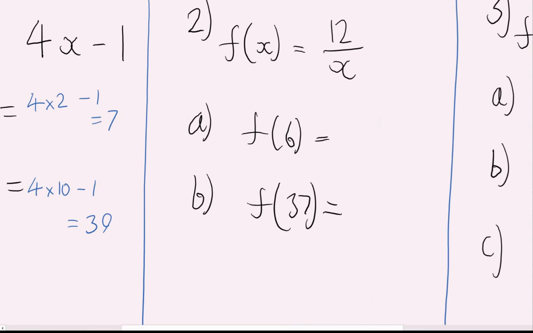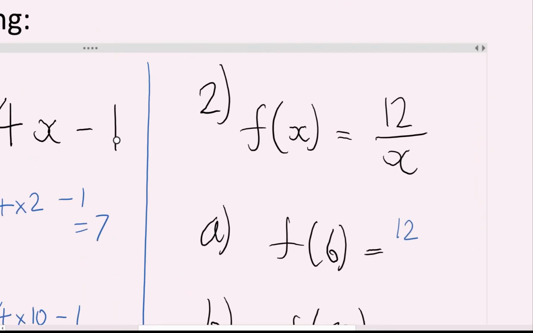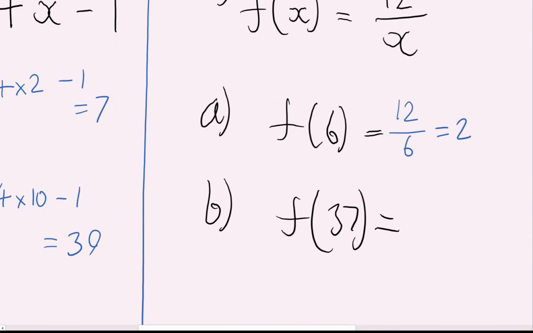A couple more examples. Functions can include fractions, of course. So here we've got f of x is 12 over x. We want to work out f of 6. That will just be 12 over 6, which is simply 2. If you want f of 37, that will be 12 over 37. And in this exam question, you would just leave it like that. There's nothing more you can do with that, so you don't need to worry about converting to a decimal or anything like that.